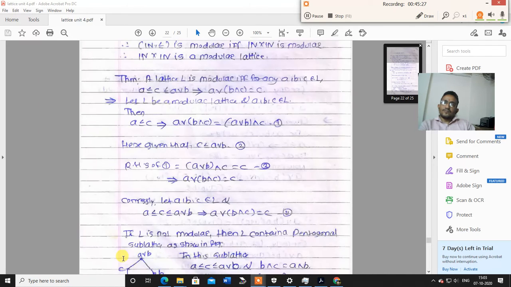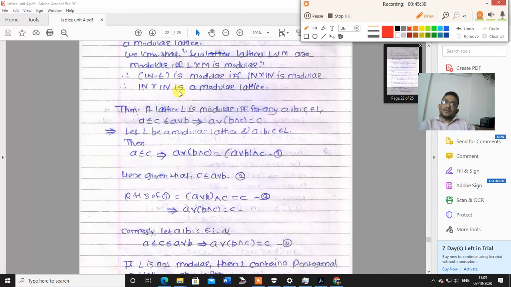So again next we see, next we show that a lattice L is modular if and only if for any elements A, B, C in lattice L, if A is related to C and C is related to A join B, then this gives the equality (A join B) meet C is equal to C. Okay, when the lattice is modular, then this condition is satisfied, and if this condition is satisfied, this lattice must be a modular lattice.